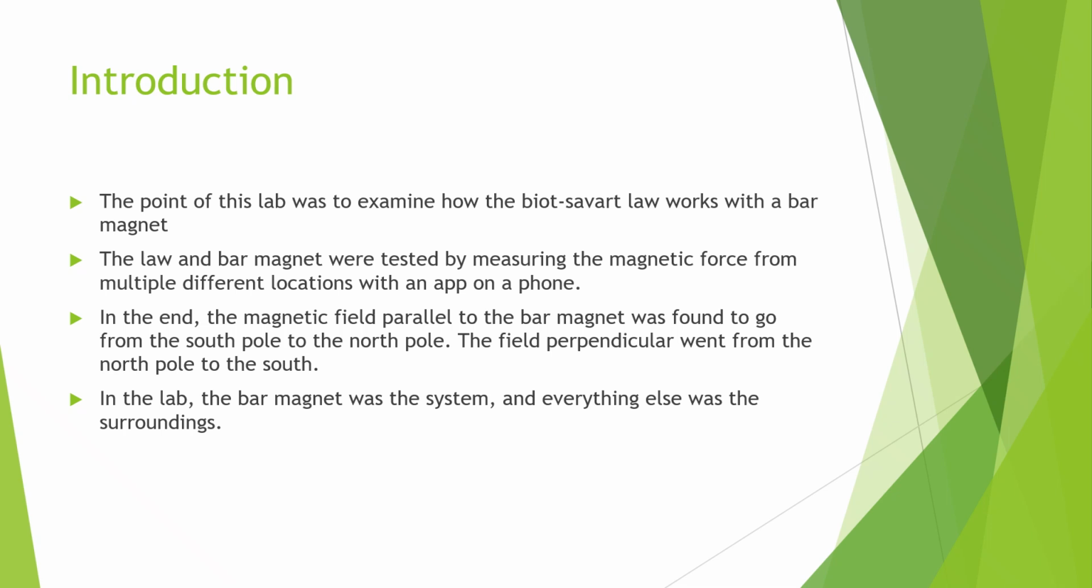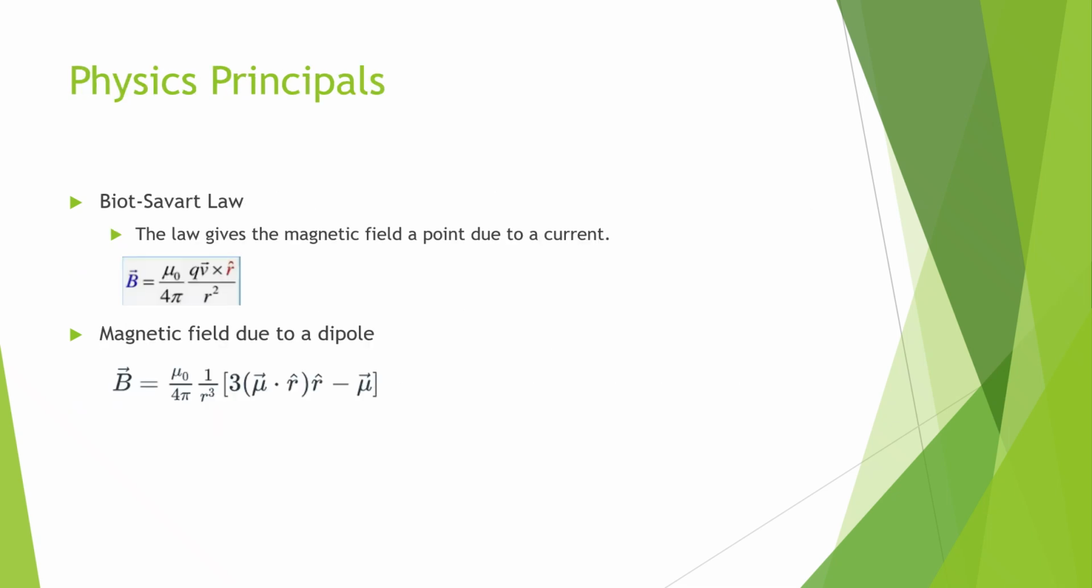In the lab, the bar magnet was the system and everything else was the surroundings. The lab, the Biot-Savart law. The law gives the magnetic field at a point due to a current, and the law is seen here. And then the magnetic field due to a dipole is shown by this long equation.